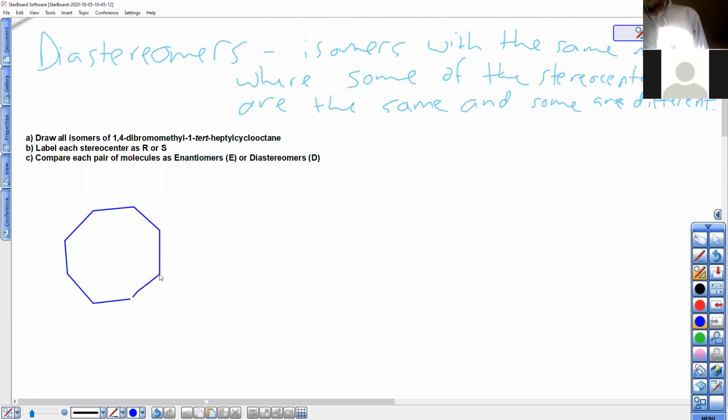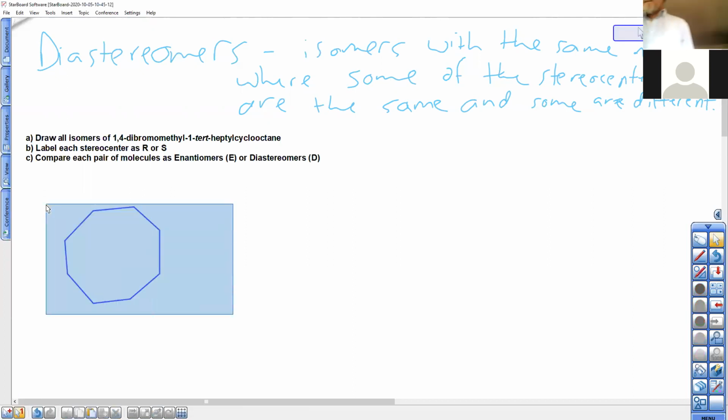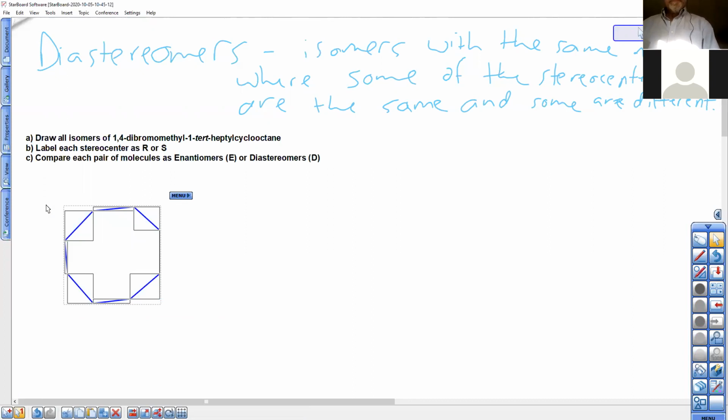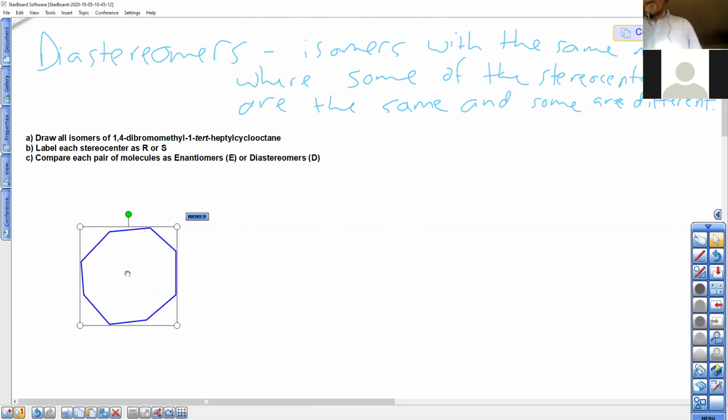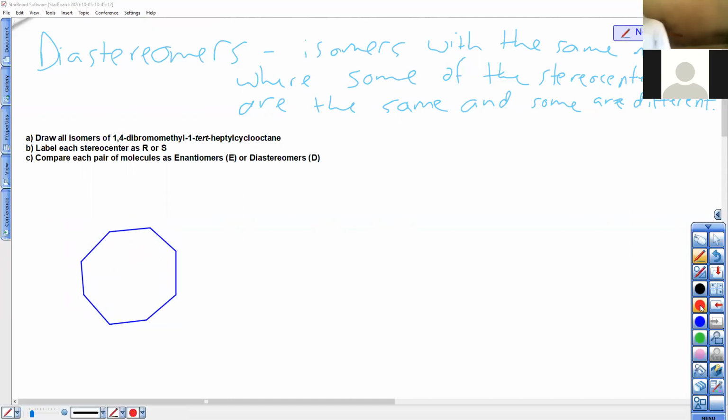It's not the best octagon. It's not terrible either. All right. Okay, we decide carbon 1 and 3. 4, sorry. And we put a dibromomethylene.